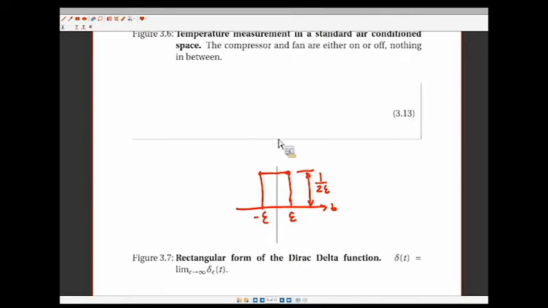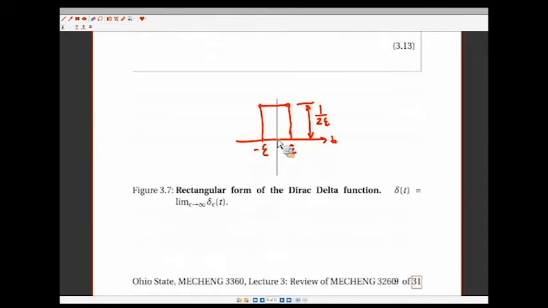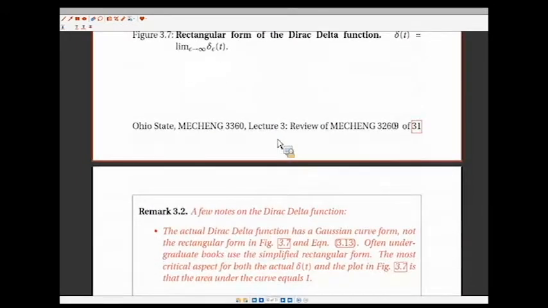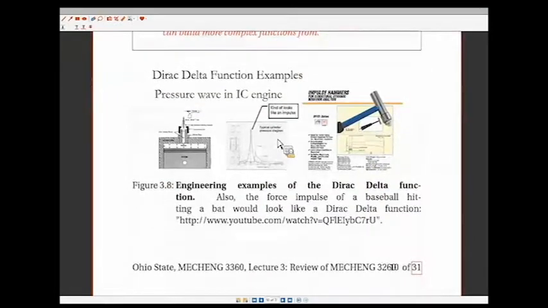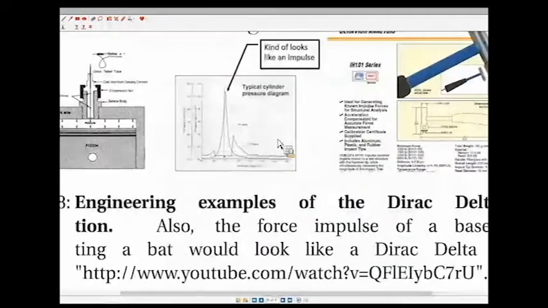Okay, so the Dirac delta function can often be thought of as any function or any input to your system that has a lot of energy or a lot of force delivered over a very short period of time. Okay, so some examples of that.